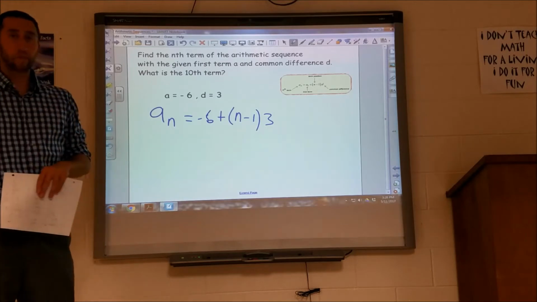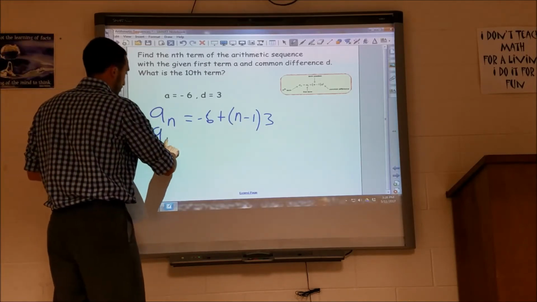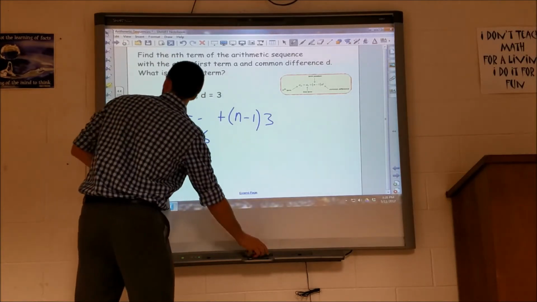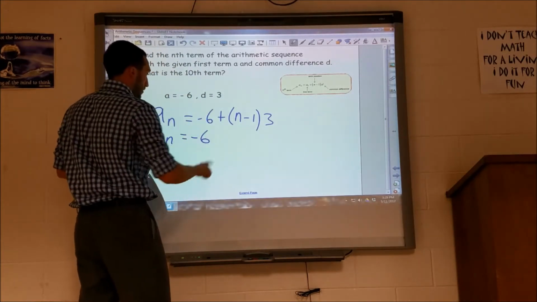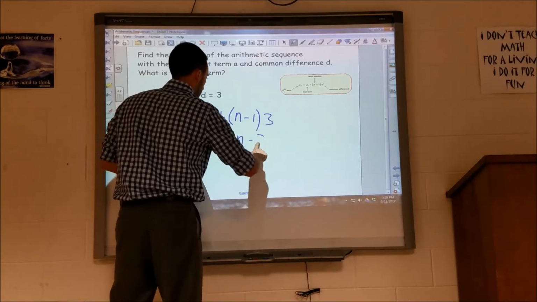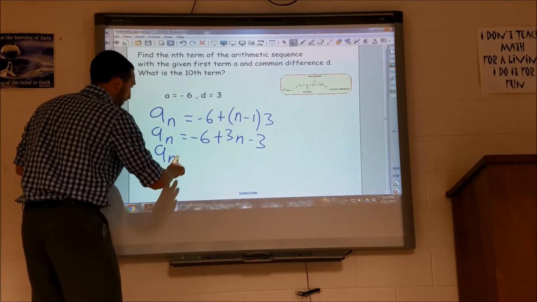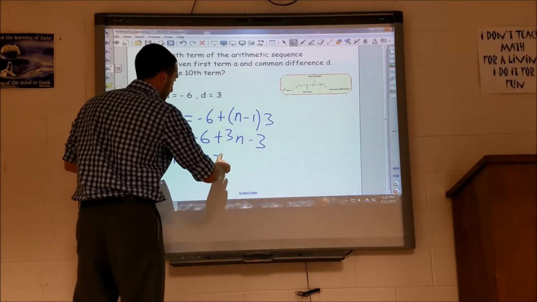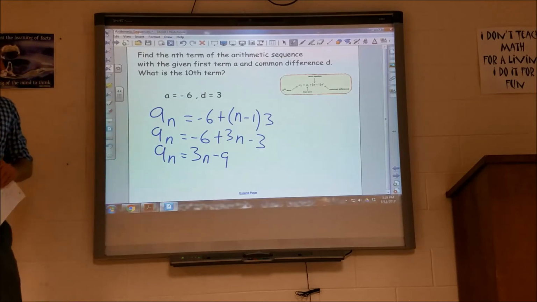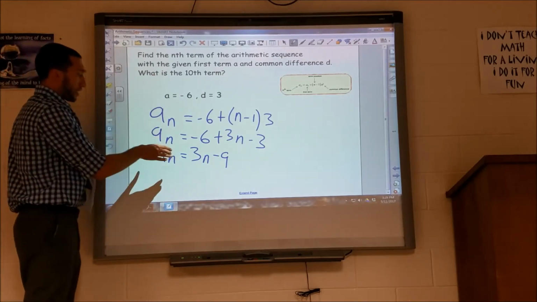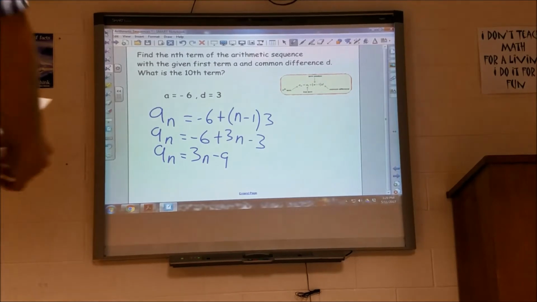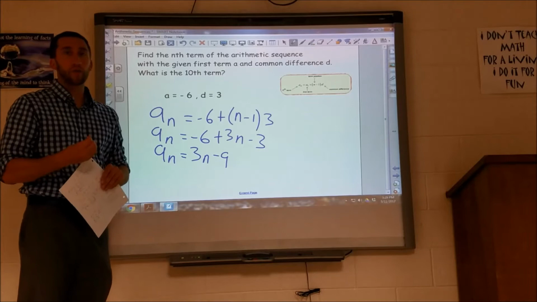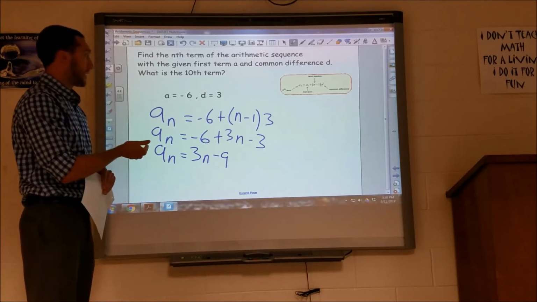So now I want to go ahead and simplify as much as possible. That's a -6. Okay, and then one more step, simplify as much as possible. I can say that's equal to 3n minus 9. So that is my nth term. You tell me what term you want me to find, and I can plug it in real quick and tell you.